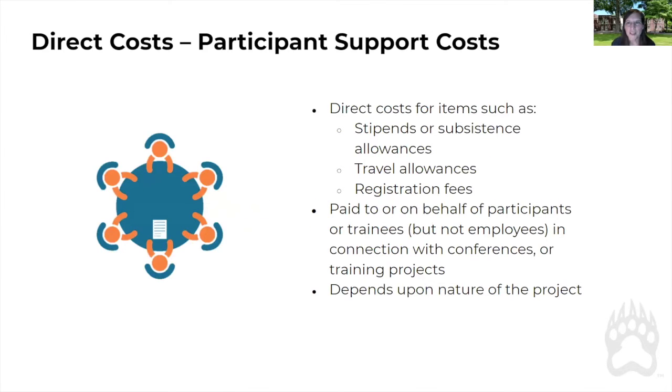Participant support costs are limited to costs associated with stipends or subsistence, travel allowances, and/or registration. These are direct costs paid to or on behalf of participants so they can be part of a training or conference. Institutional employees would not be considered participants.